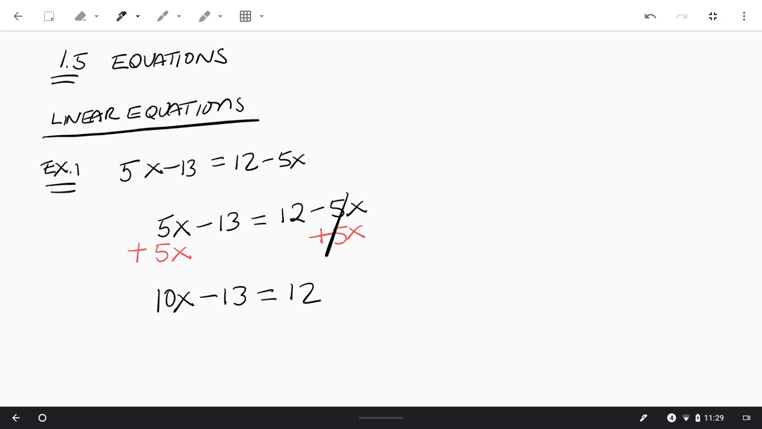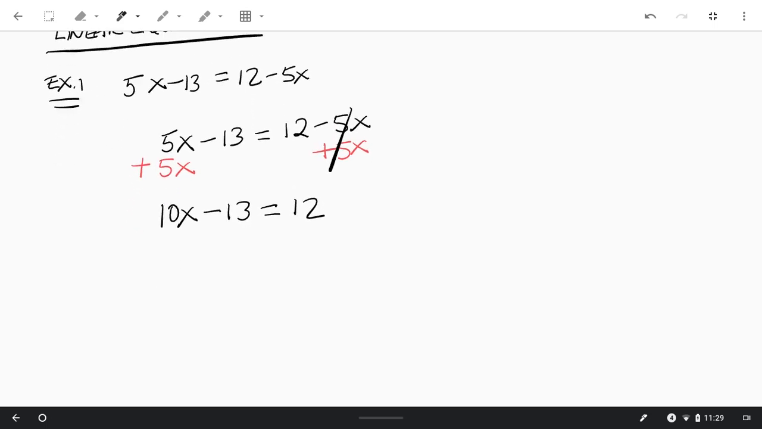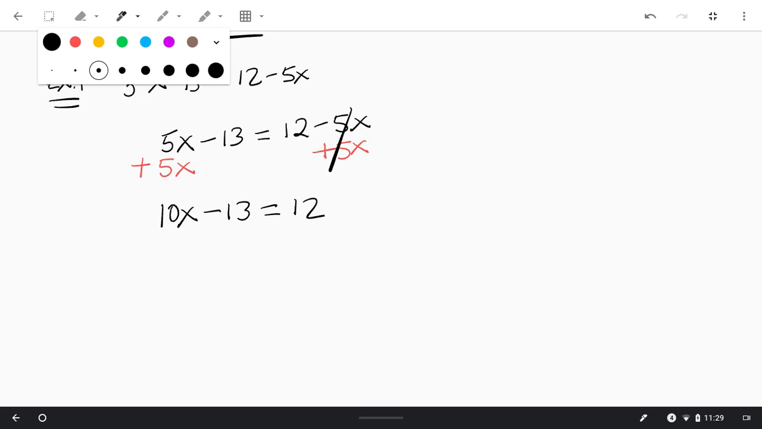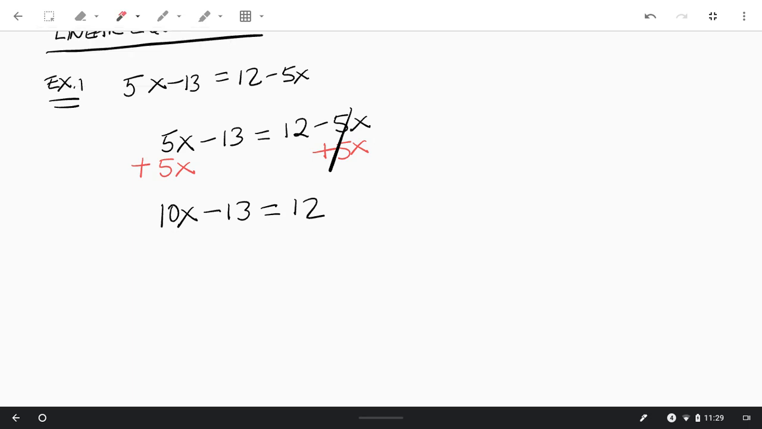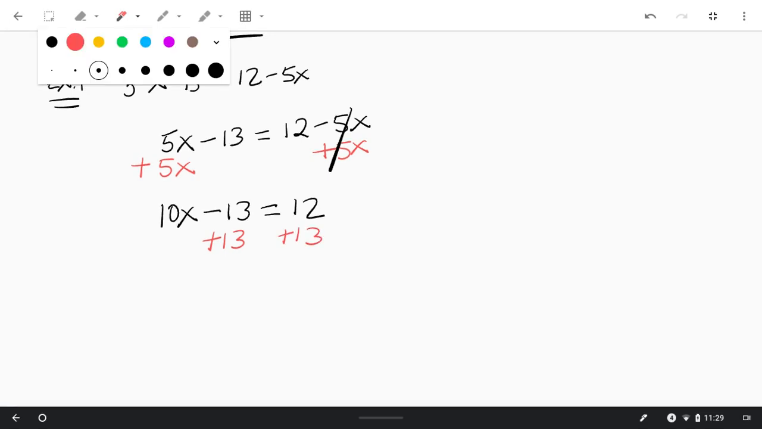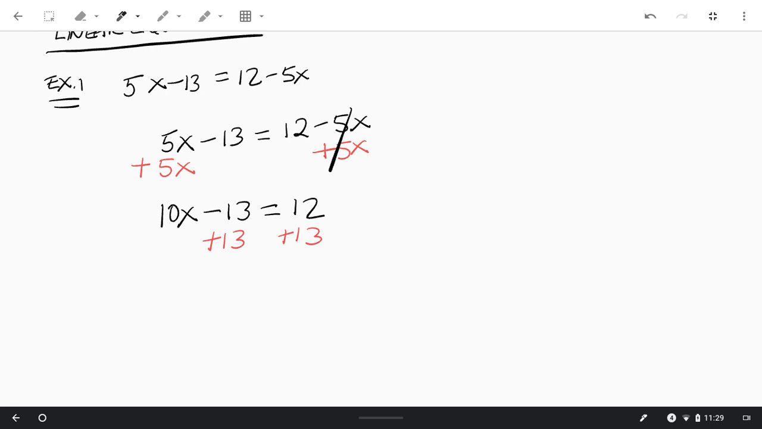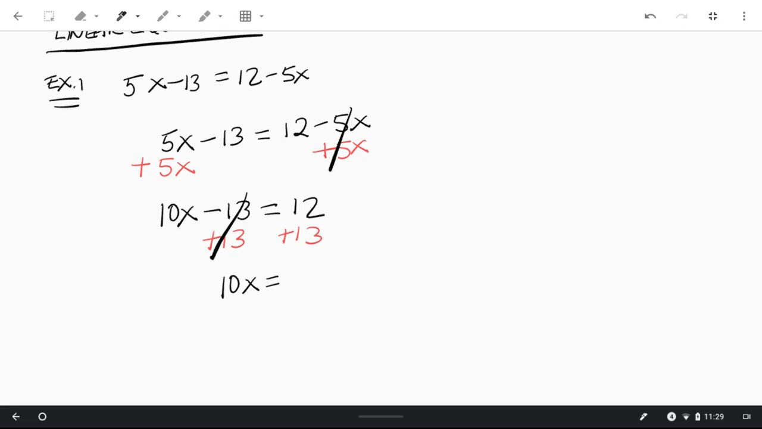Okay, so now that we have only one variable, 10x over here, we can work to getting that x by itself. So I need to cancel this minus 13. So I will go ahead and do the opposite operation. So I will add 13 to both sides, and that will cancel out the 13 here, leaving me with 10x on the left and 25 on the right.